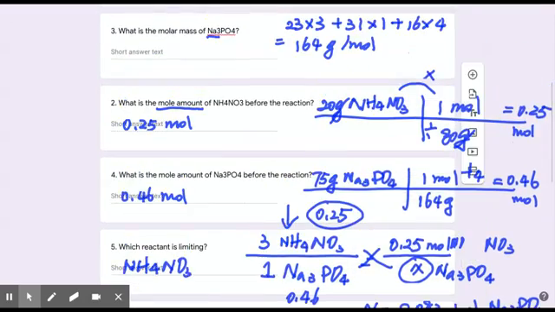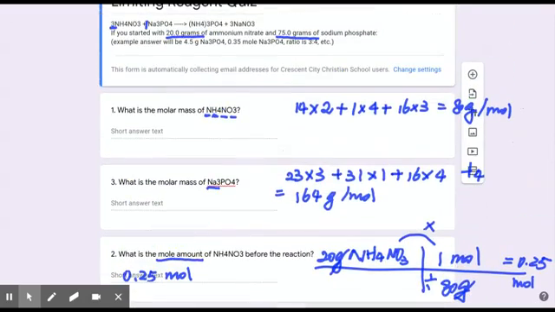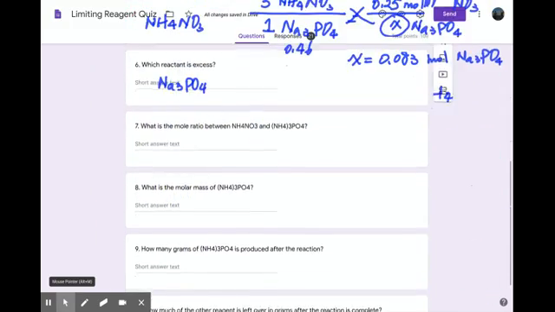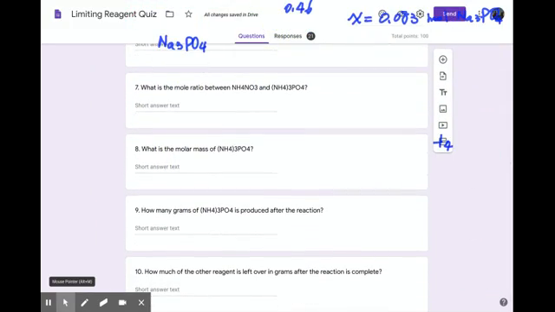Original question, right? So we're looking for the ratio of this compound to the ratio of this compound, right? And then the ratio is 3 to 1. So your answer is 3 to 1.